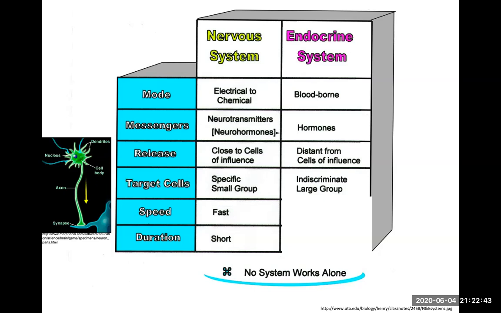The speed of transmission is extremely fast in the nervous system. Think of touching your hand to a hot stove. You immediately remove it because you feel the pain, and your brain knows to tell your muscles to remove your hand from that hot stove. The endocrine system is much slower. Sometimes it can take minutes or hours for these hormones to actually have an effect on their target. The duration of the nervous system response is extremely short, whereas the duration that these hormones have on their target cells can be much longer lasting.